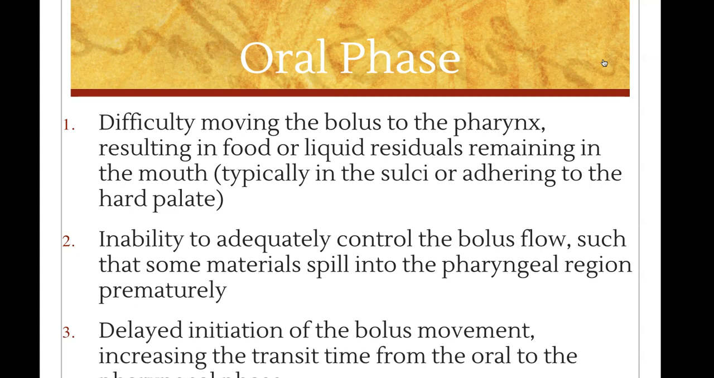All right, oral phase. Difficulty moving the bolus to the pharynx, resulting in food or liquid residuals remaining in the mouth, so typically in the sulci or adhering to the hard palate. So again, food gets stuck, it stays there, you're not actually forming it into a bolus. An inability to adequately control the bolus flow such that some materials spill into the pharyngeal region prematurely. So all of a sudden you've got food in the very back of your mouth that you're not ready to have back there, and that can lead to choking and aspiration.